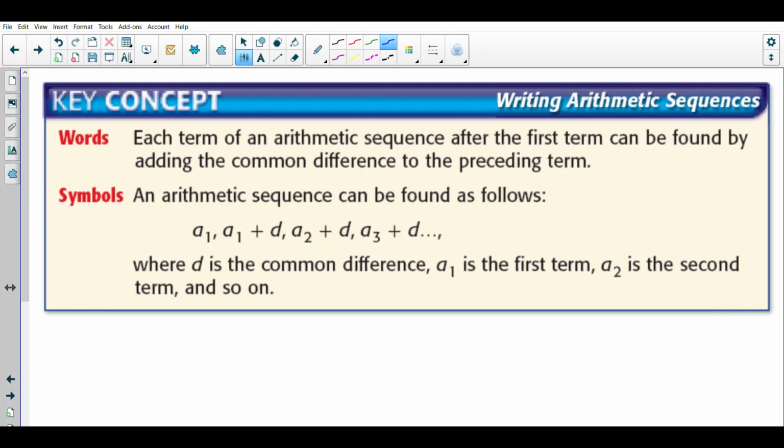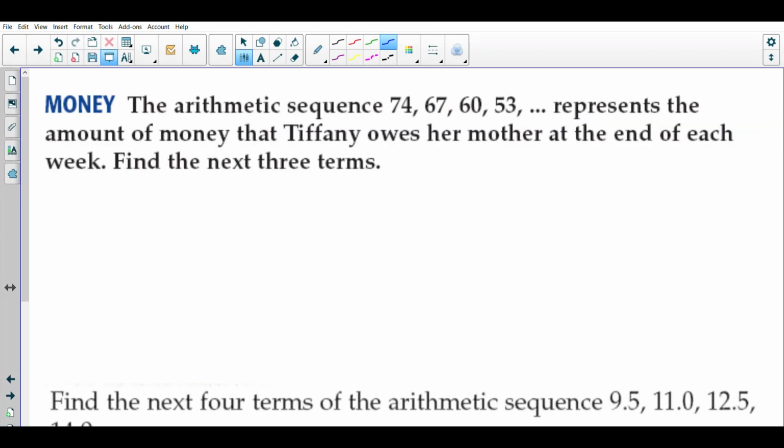All right? So the arithmetic sequence 74, 67, 60, 53 represents the amount of money that Tiffany owes her mother at the end of each week. Find the next three terms. As we can see, our common difference is minus 7.